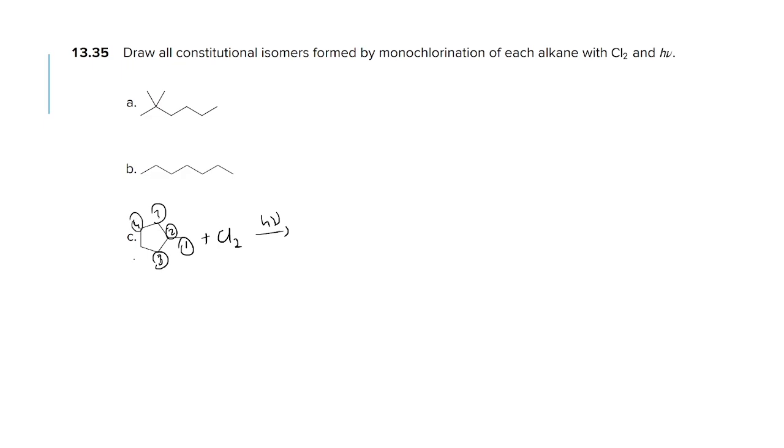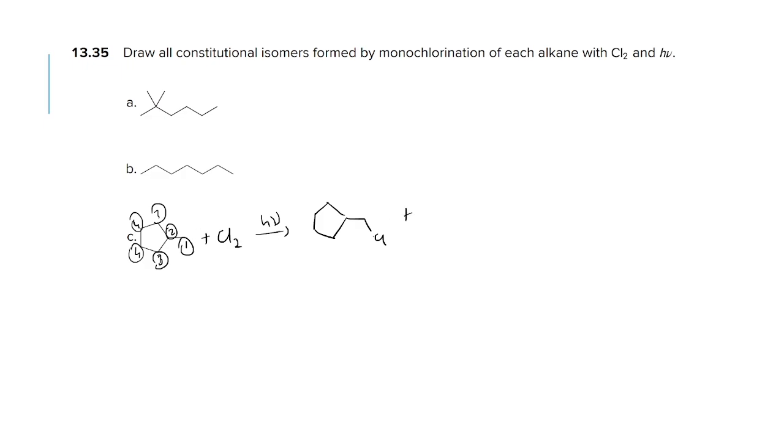And the last one we have here, the fourth type of hydrogens. Those are again secondary hydrogens. So these positions can be chlorinated. So if we chlorinate, what kind of products are we going to get? Let's start from the first position. Let's just replace a hydrogen with a chlorine. So this is the first monochlorination product.